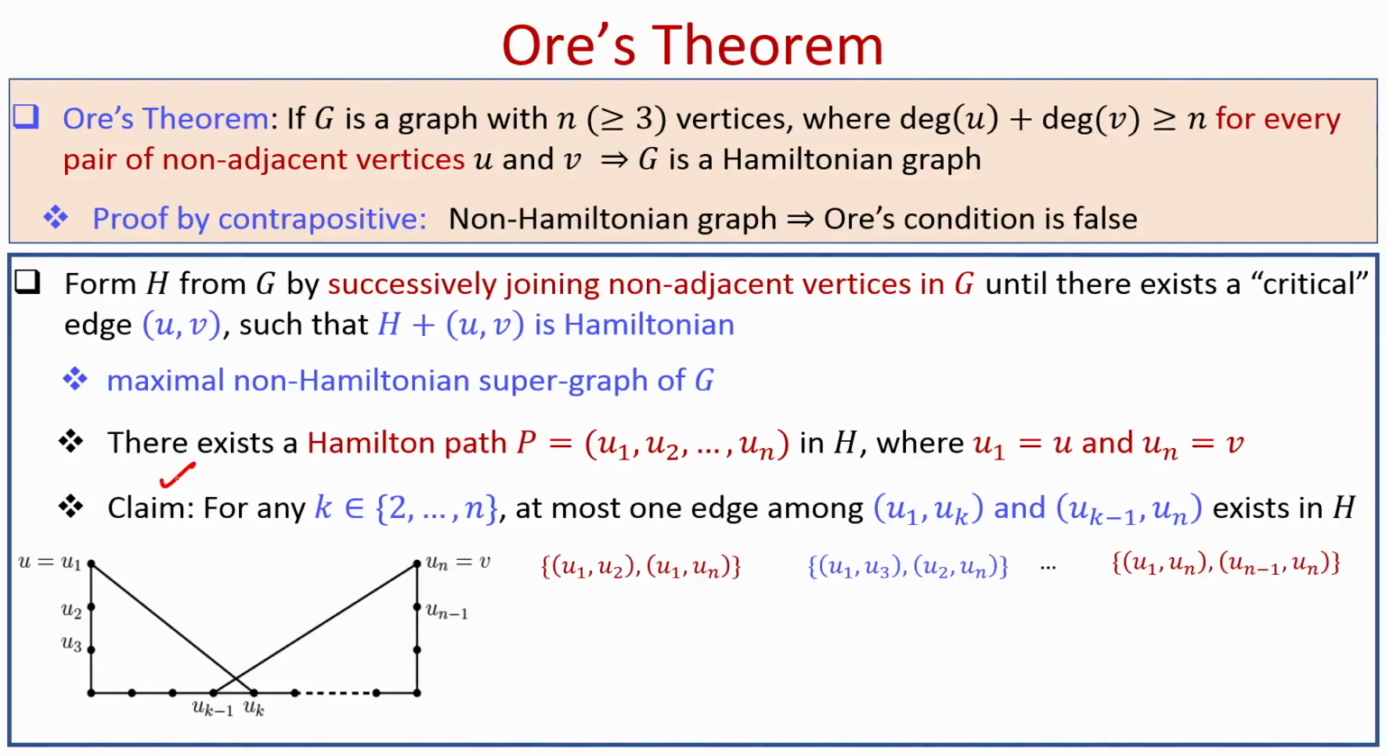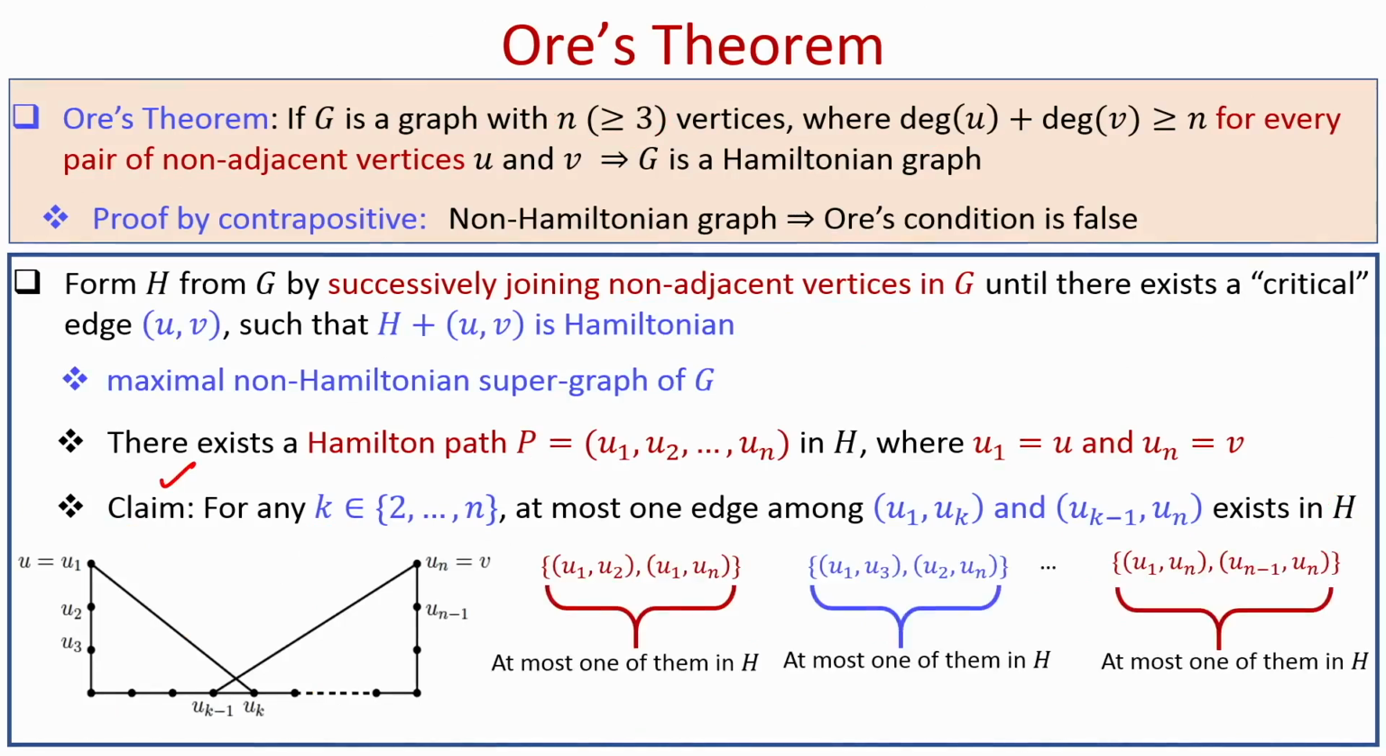Now, what exactly does this claim say? The claim says the following: if I iterate over k equal to 2 to n and consider the pair of vertices, then for k equal to 2, the claim says that between u1 and u2 you can have the edge, or between u1 and un you can have the edge. You cannot have both the edges (u1, u2) as well as (u1, un), that is not possible. At most one of these two edges is there in the graph H.